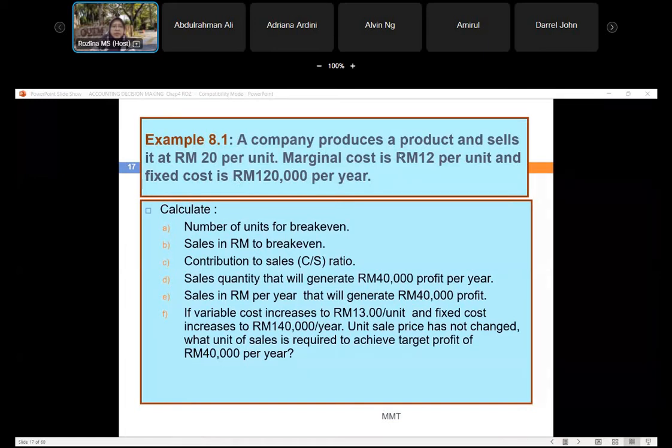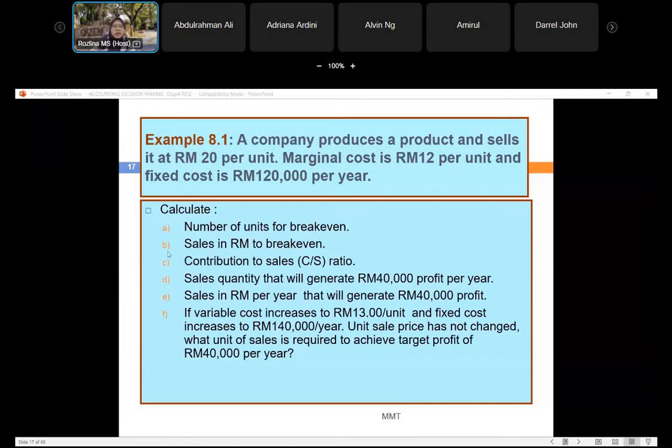Now we go to the example. A company produces a product and sells it at 20 ringgit per unit. Marginal cost is 12 ringgit per unit, and the fixed cost is 120,000 per year. So you have to identify which one is sales, which one is variable cost, which one is fixed cost. The question is, calculate the number of units for the break-even point.